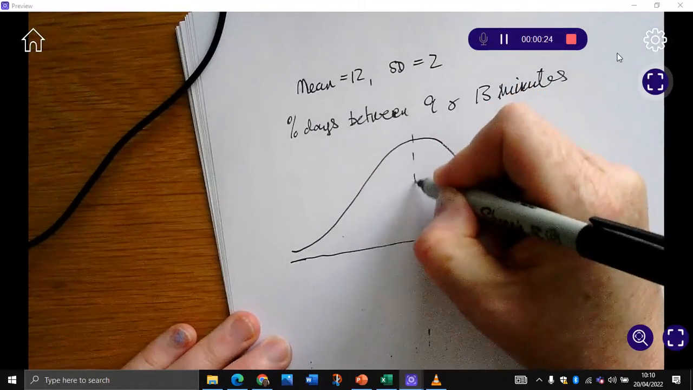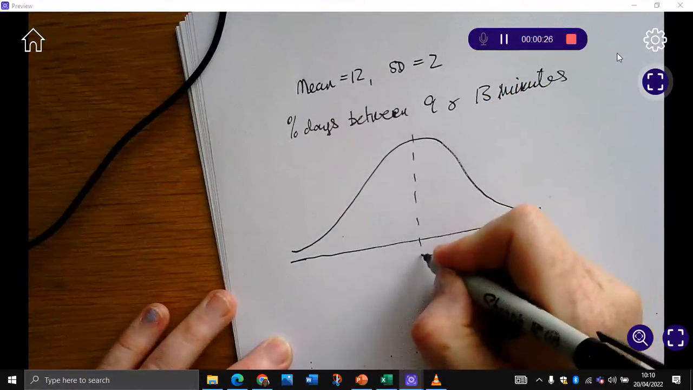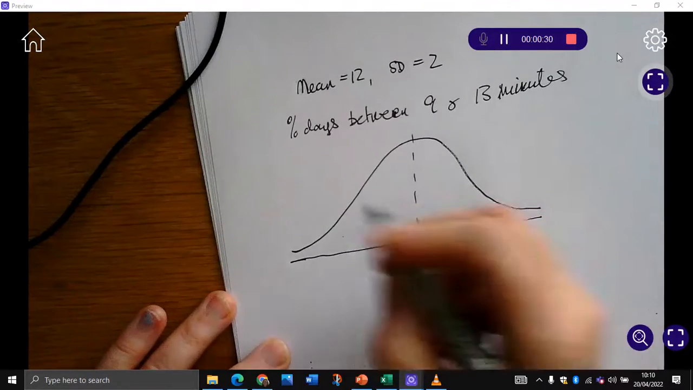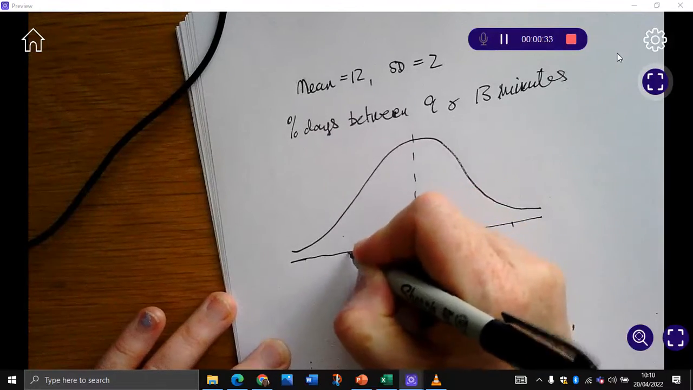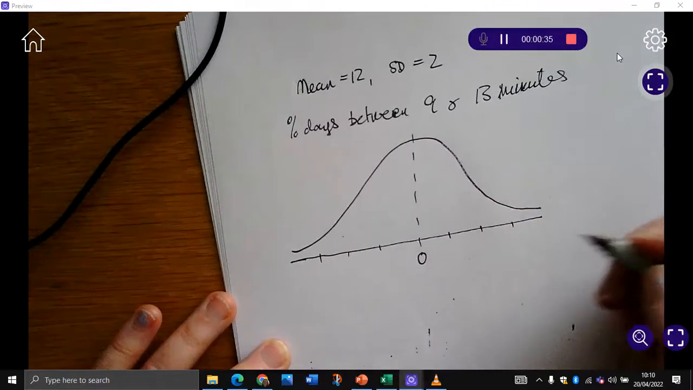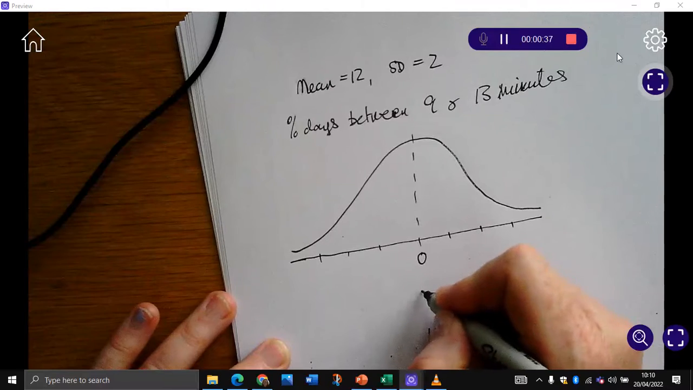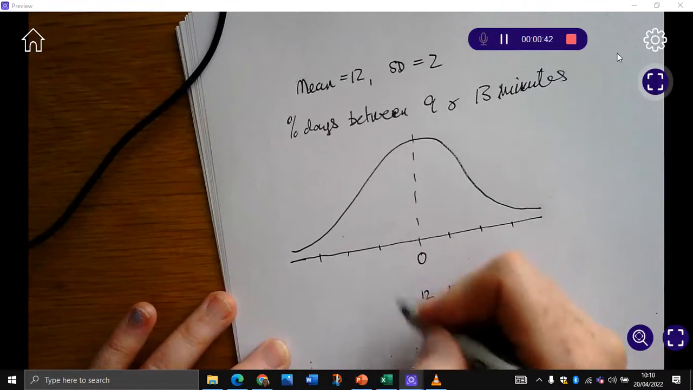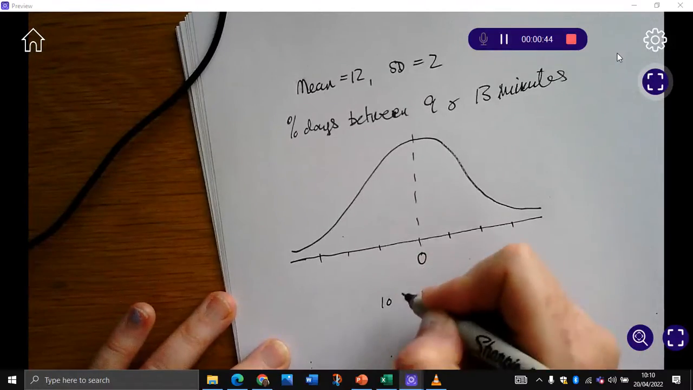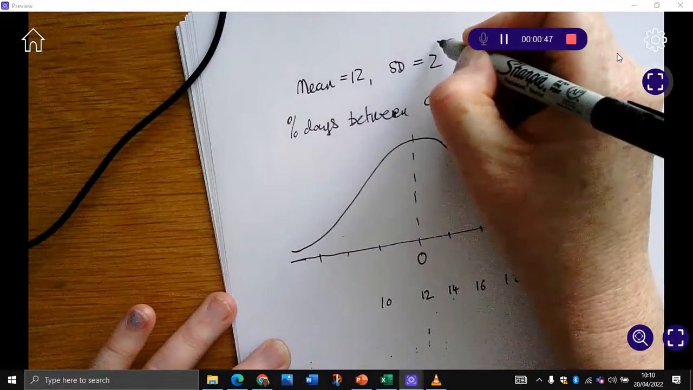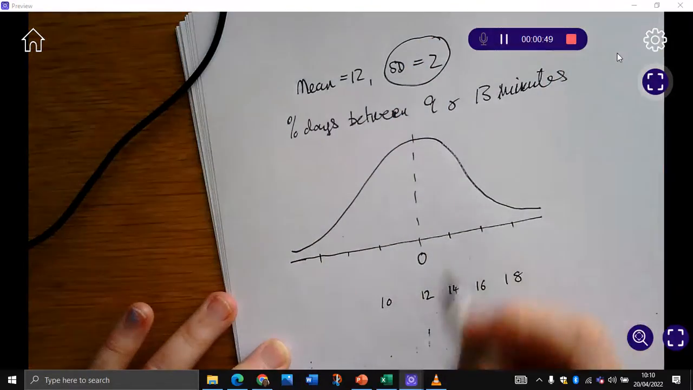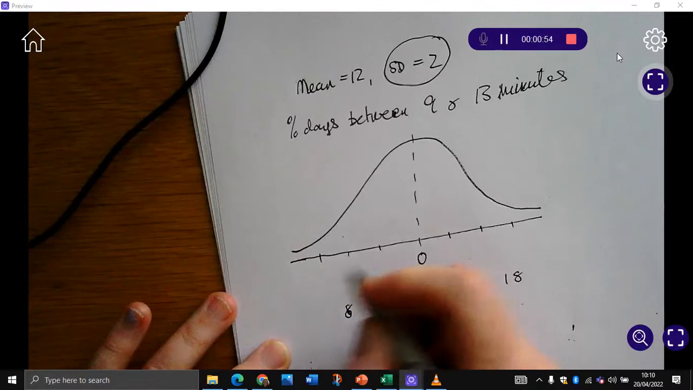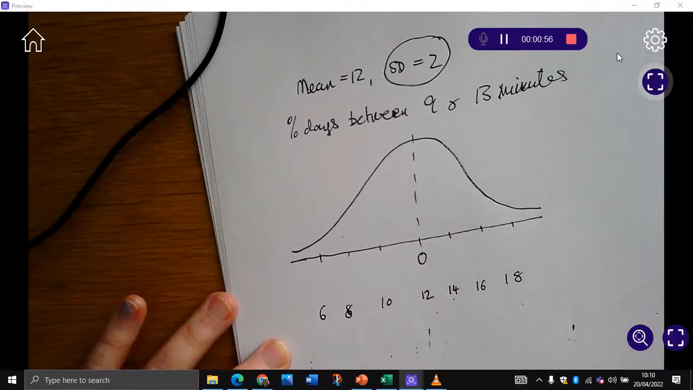You're going to mark off the mean. But let's just use the z-scores first. I'm just going to go 0, 1, 2, 3, roughly, minus 1, minus 2, minus 3. Okay? So underneath we've got 12, 14, 16, 18. Down here we've got 10. I'm just doing it in jumps of 2 because of the standard deviation. 1 standard deviation below, 2 standard deviations below, 3 standard deviations below.